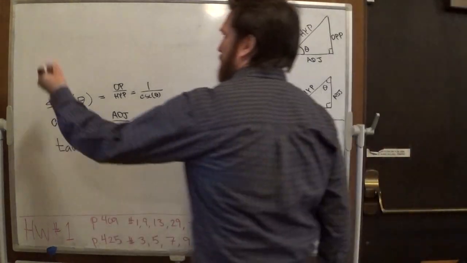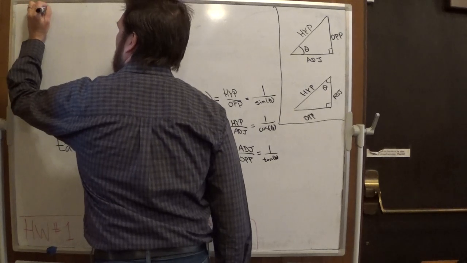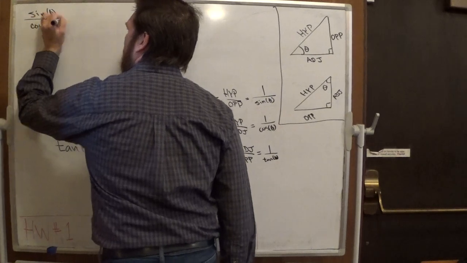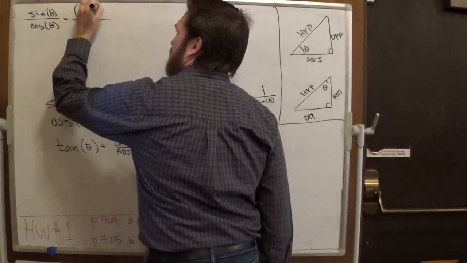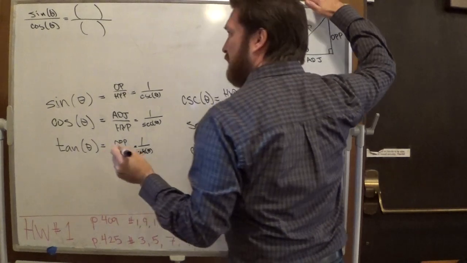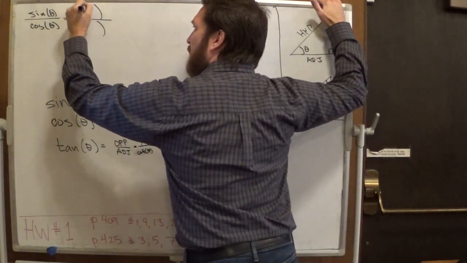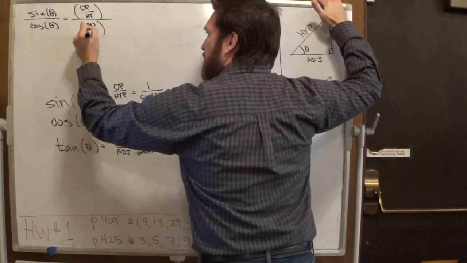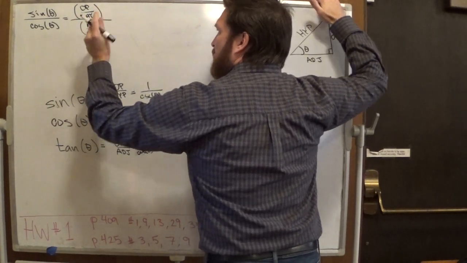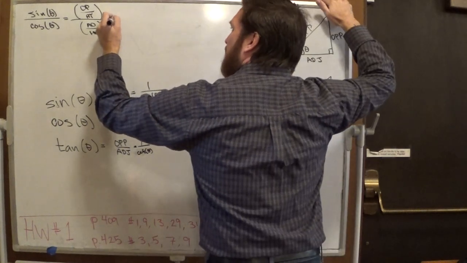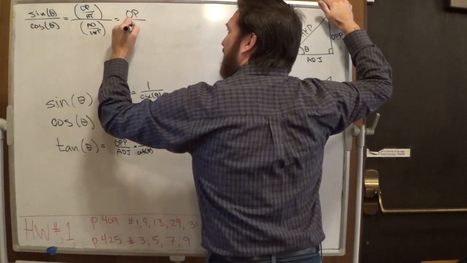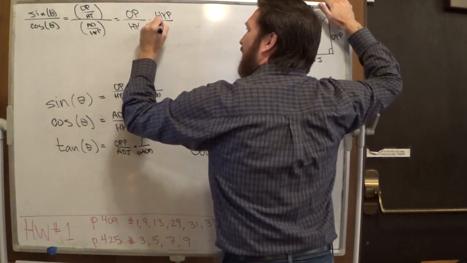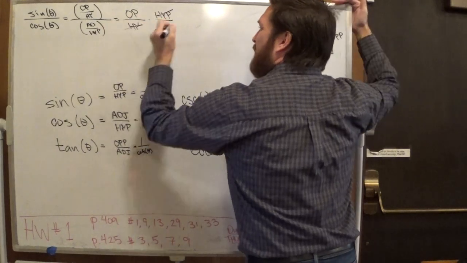Check this out. Let's do this. What's sine over cosine? These are two ratios. What's sine? Sine is what over what? Opposite over hypotenuse. And cosine is? Adjacent over hypotenuse. And so I'm going to multiply by the reciprocal, which is? Opposite hypotenuse over hypotenuse adjacent. So just opposite over adjacent. And what's opposite over adjacent?